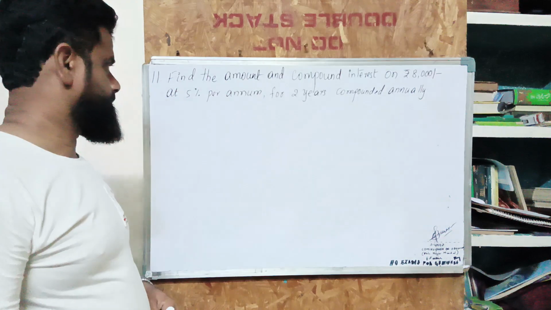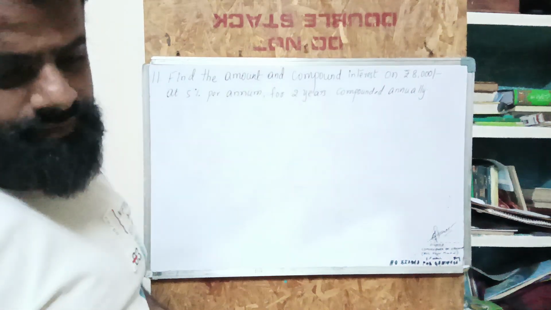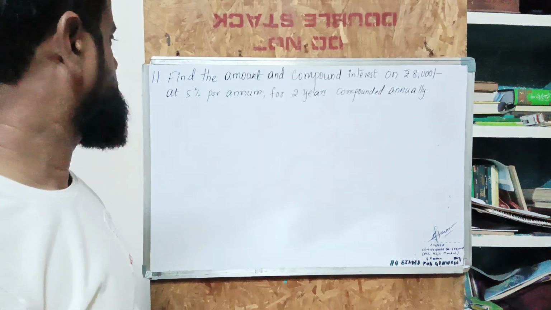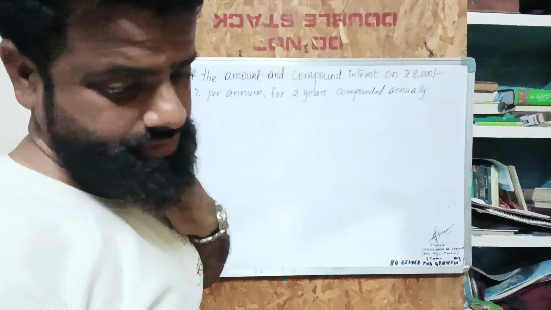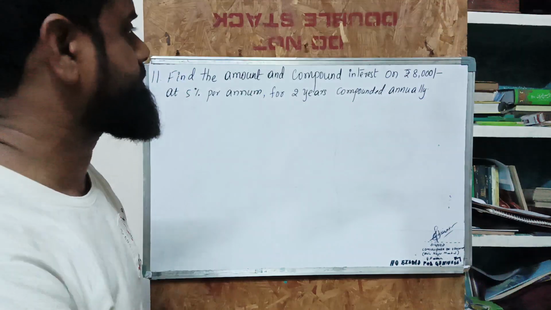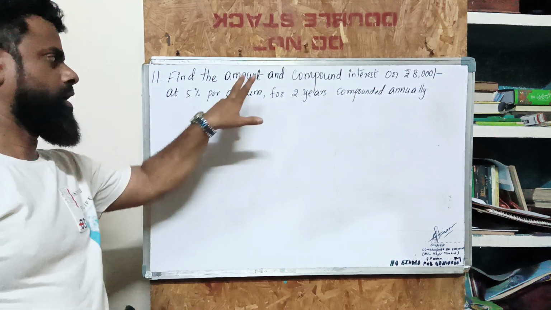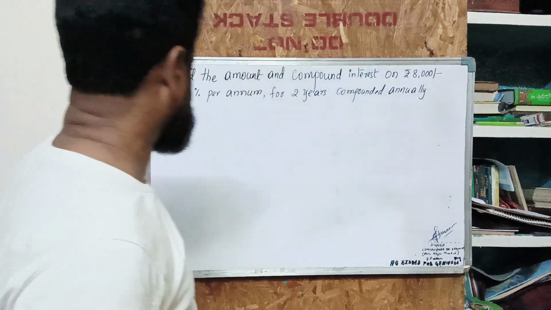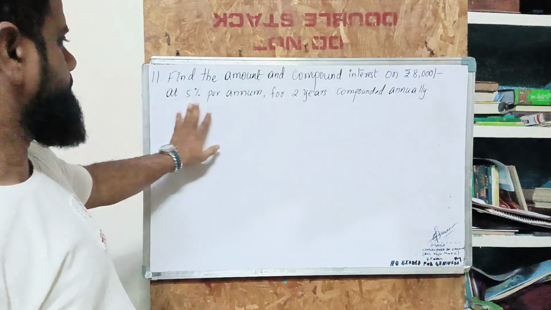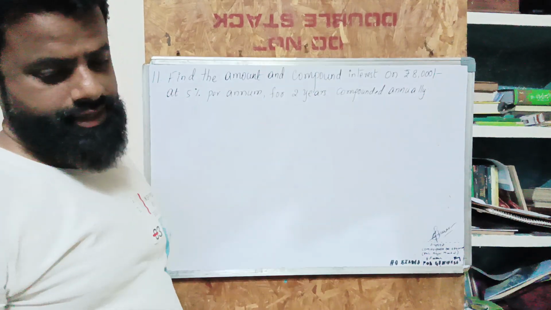Right, we were doing important questions. This is chapter number 5, question number 11, and hopefully, this will be the last part of this chapter. The question here is: find the amount and compound interest on rupees 8,000 at 5% per annum for 2 years compounded annually.